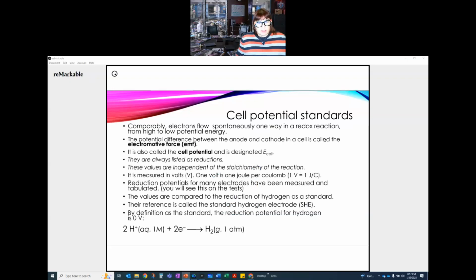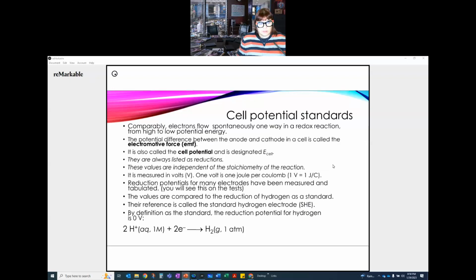So we're talking about standard cell potentials. Electrons flow spontaneously one way in a redox reaction, from high to low potential energy. The potential difference between the anode and the cathode in a cell is called the electromotive force. So it's how much force there is for the electrons to flow. It's also called the cell potential, and it's designated as E cell.